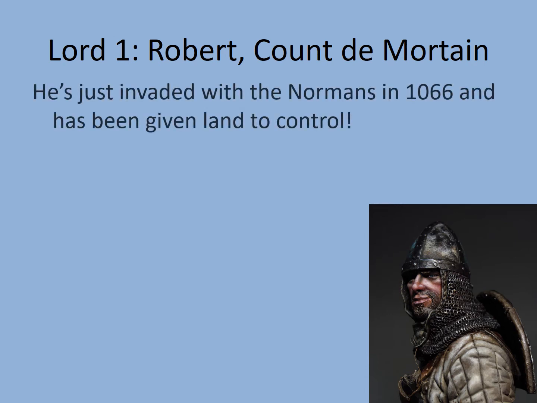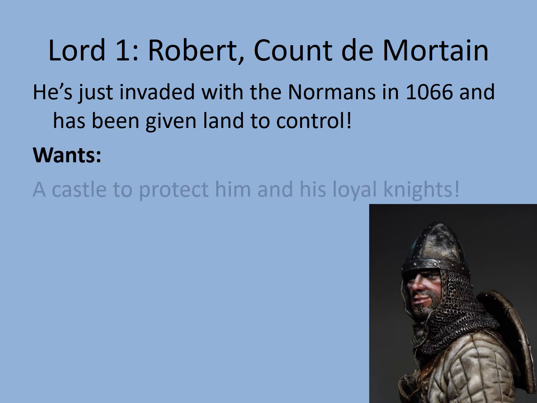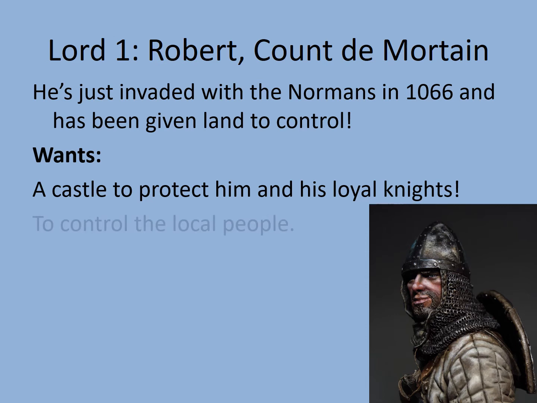My name is Robert, Count of Mortain. I've invaded with the Normans in 1066, and I'm a veteran of the Battle of Hastings. However, Duke William of Normandy has given me land to say thank you for my service in the wars, but I am very scared of the local people and I need a castle to try and protect me. What I want is this: a castle to protect me and my loyal knights and act as a base for our operations in the area. I want to be able to control the local people. This might be through actually scaring and intimidating them.